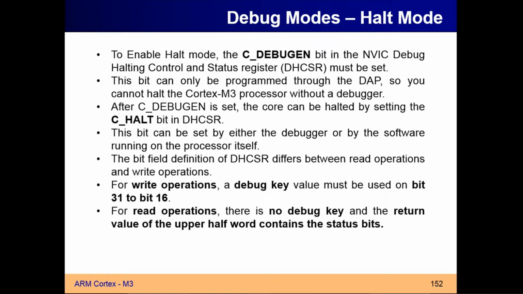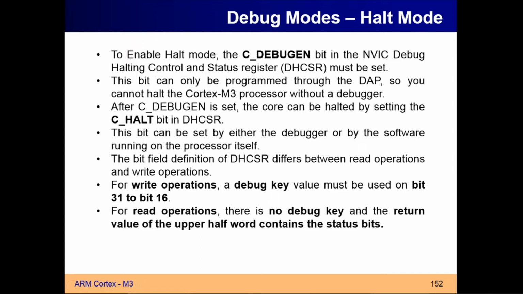And after enabling the debug mode, if you want to halt the processor, you need to set the C halt bit. So if you set the C halt bit, the processor will go to halt mode. So this is how you are manually halting the processor, by using the C halt bit in the same DHCSR.